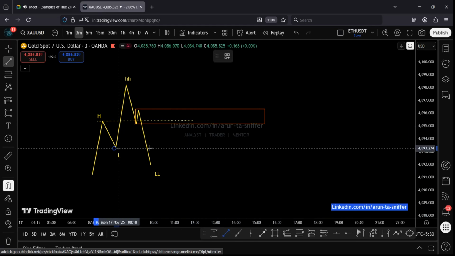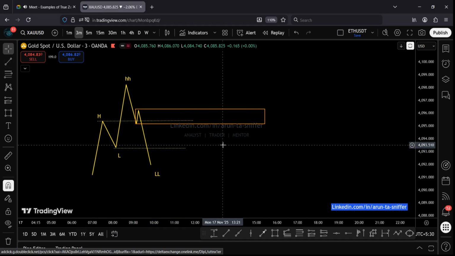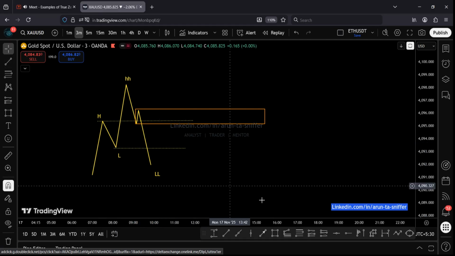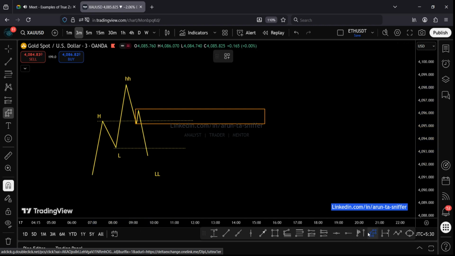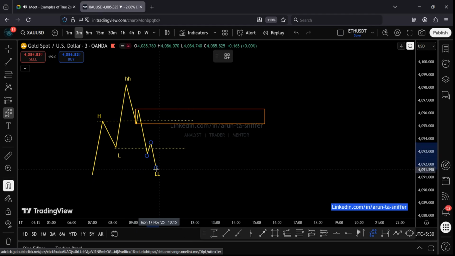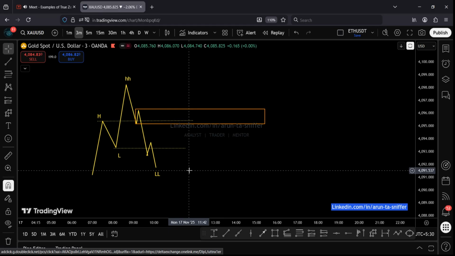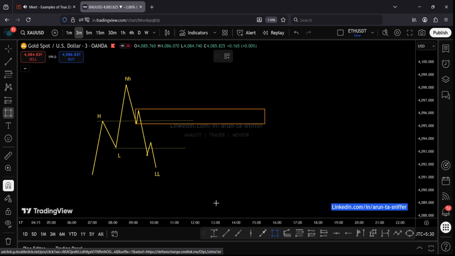And this is our low level. So while coming back, what price does, this may make this kink. This is called RS kink or RSK. This one.